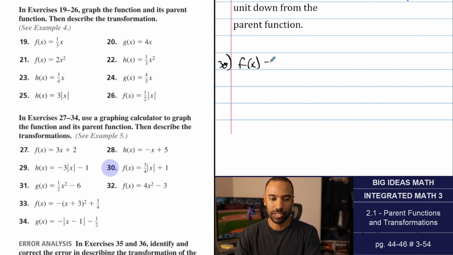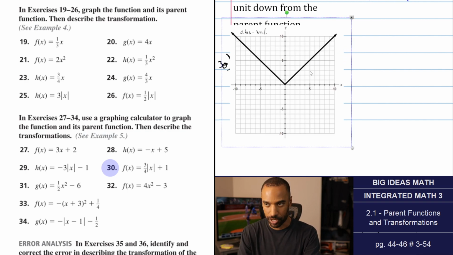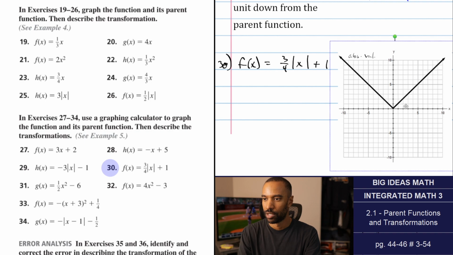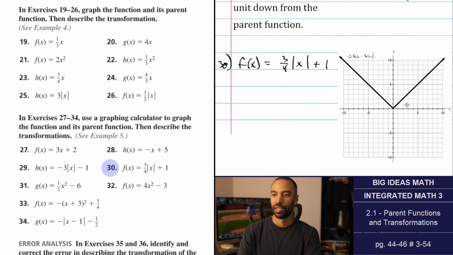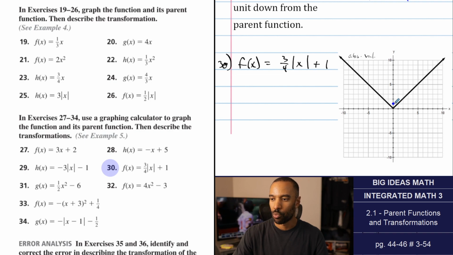F of x equals 3/4 times absolute value of x plus 1. It is an absolute value function. We must transform it. Same kind of bits as before. It's a vertical translation. No reflection this time, but we do go up 1 unit. There's our vertex, and a rise of 3 and a run of 4 from said vertex. We do hit that spot.